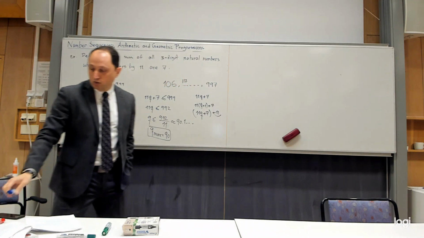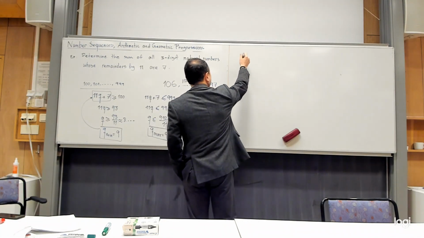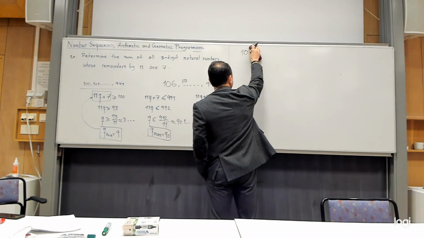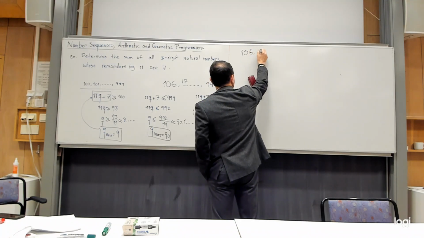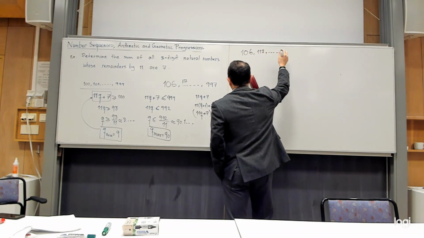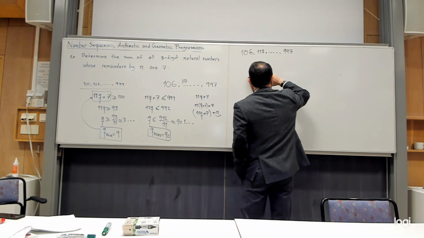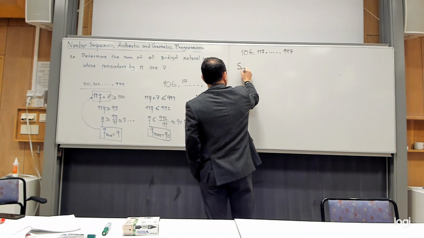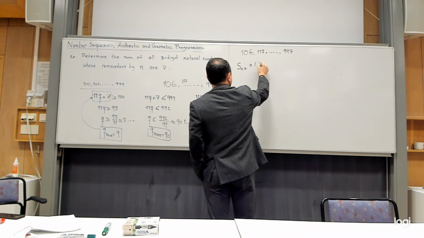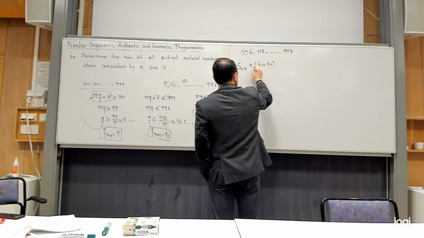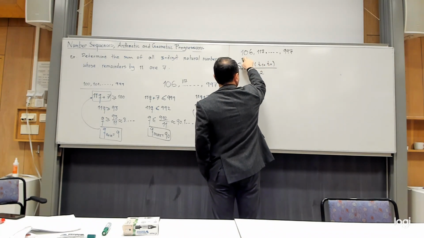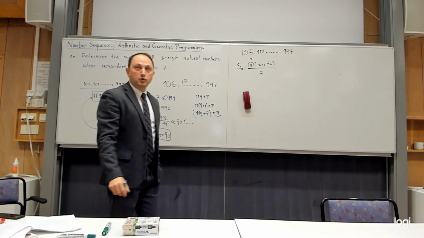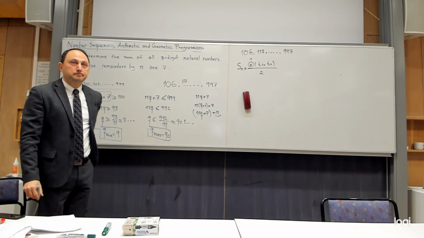That's the problem. So what I should do is write that I have this arithmetic progression: 106, the next one is 117, and then it continues to 997. And I want to find Sn. Sn becomes n times the first term plus the last term, divided by 2. I know the first term, I know the last term, but I need to find n as well. So how should I find n?